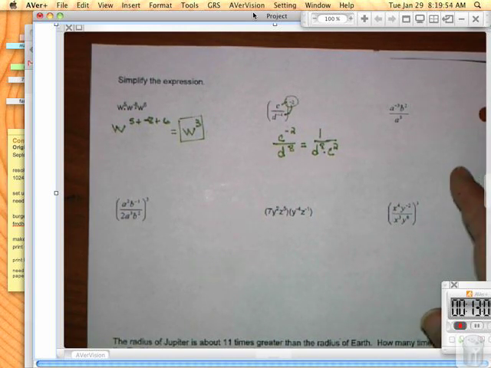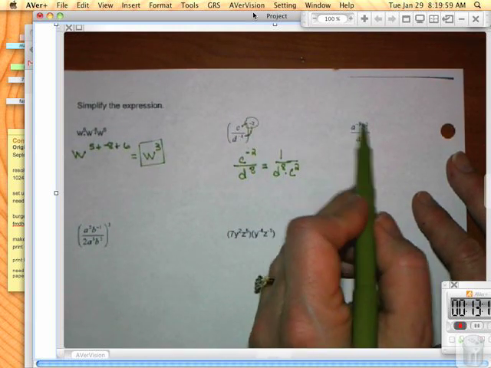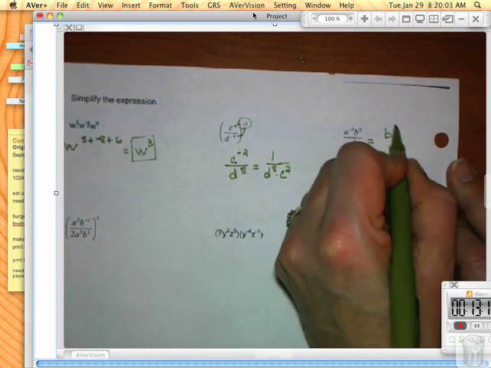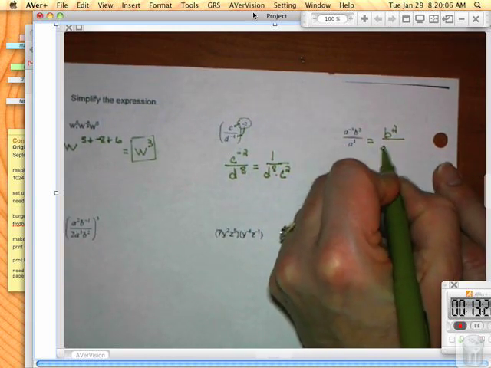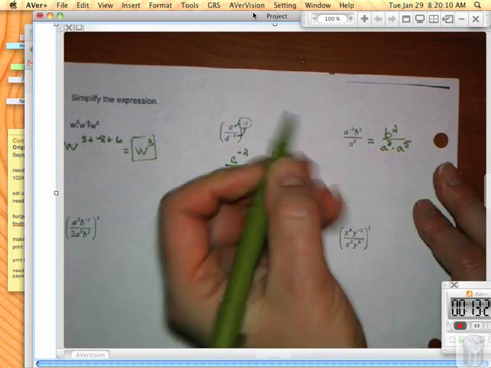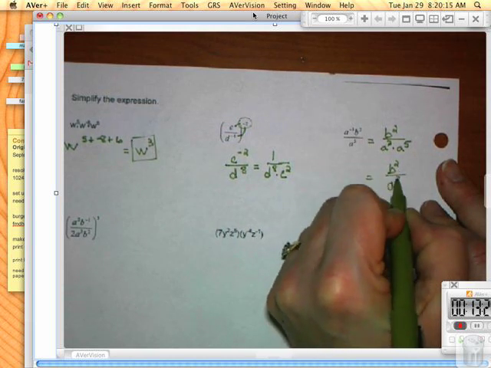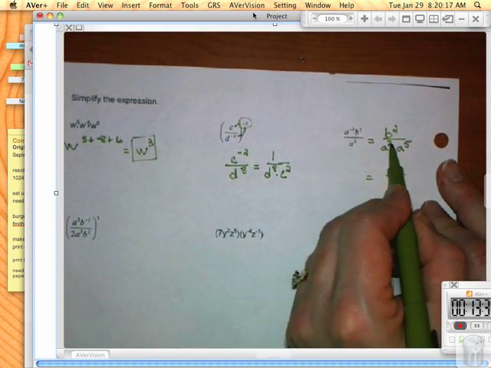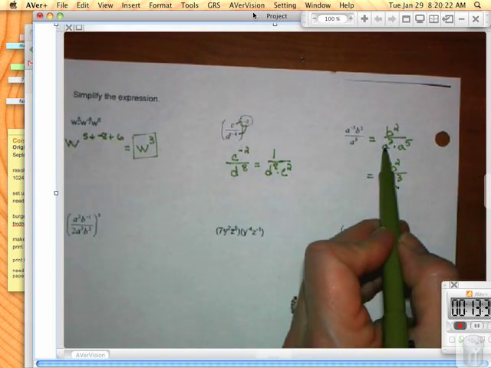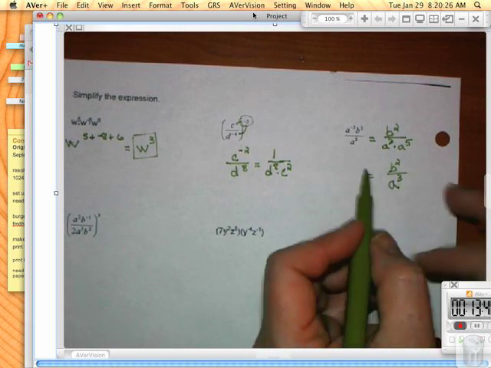Alrighty, so here, let's look at what I'm going to do first. I have a negative 3 here, which means I'm going to bring it down to the bottom first. I'm going to keep the b squared in the numerator. I have a to the 3rd, I brought that down, times a to the 5th. And so that's going to become b squared over a to the 8th. Because they have the same base and they're being multiplied together, I add them. Which makes sense. You have 3 a's here and 5 a's here, all being multiplied together. So it's a to the 8th.